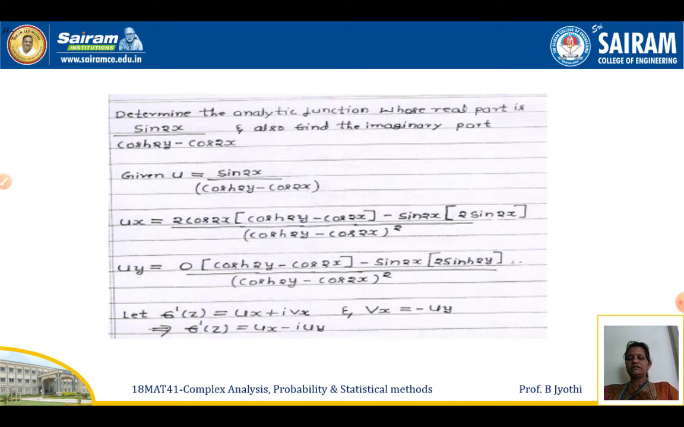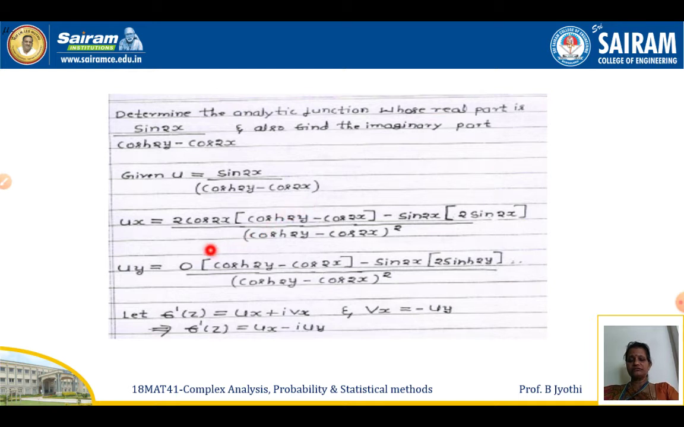Next, determine the analytic function whose real part is sin 2x divided by cosh 2y minus cos 2x, and also find the imaginary part. Here, given u is equal to this, because the real part is given, so we have to assume u is equal to the given function. Let us differentiate partially with respect to x by using the quotient formula, because in the numerator we have an x function, and in the denominator we also have an x function.